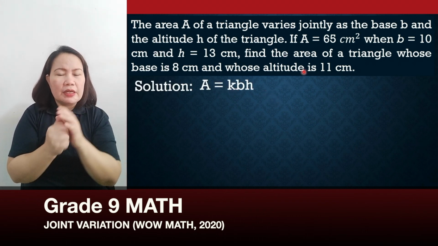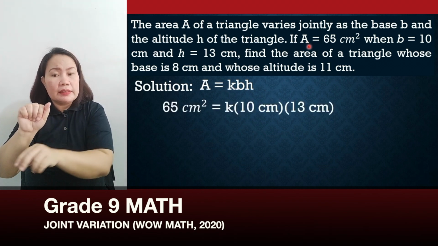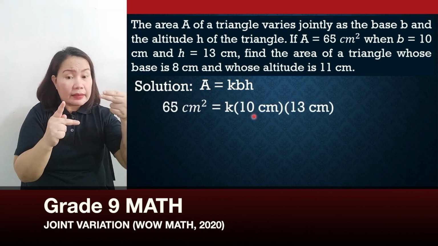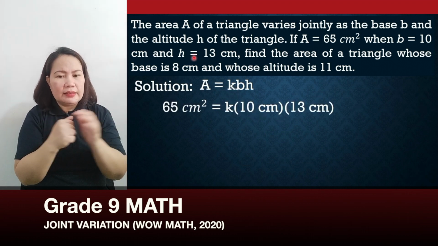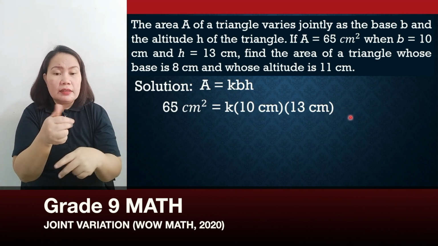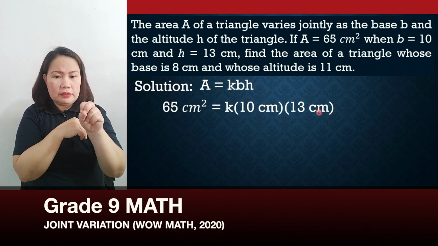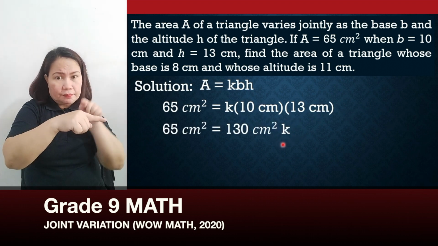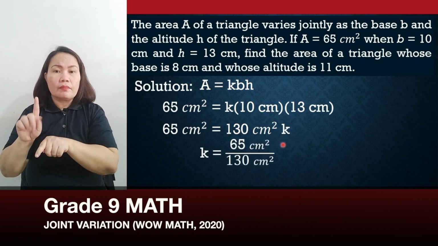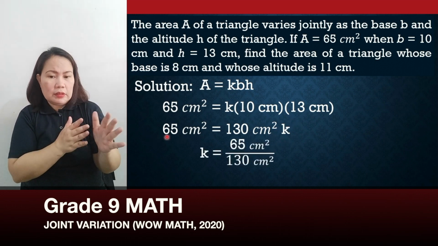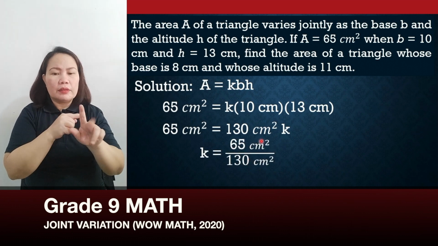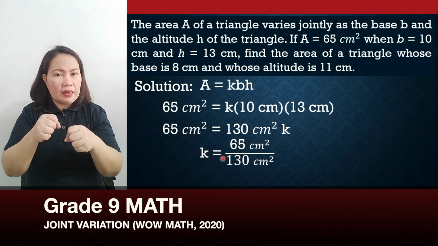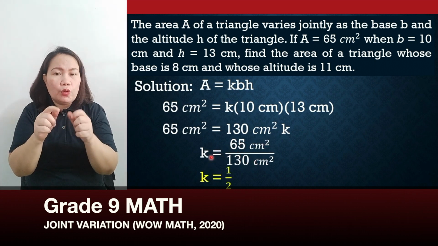And after that, substitute natin yung value ng A. So, that is 65 square centimeter is equal to K. So, yung B natin is 10 centimeter. And yung H natin, or yung altitude natin, is 13 centimeter. So, 10 times 13, that is 130 square centimeter K. So, to solve for K, divide both sides by 130 square centimeter. So, 65 divided by 130, and then makakancel na yung unit na to. So, pwede natin to i-lowest term. And that is K is equal to 1/2.